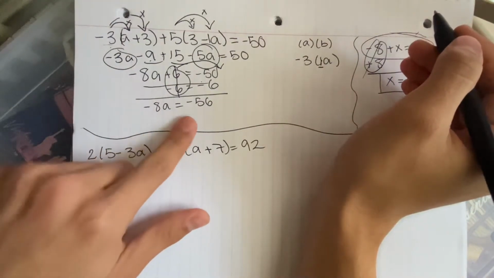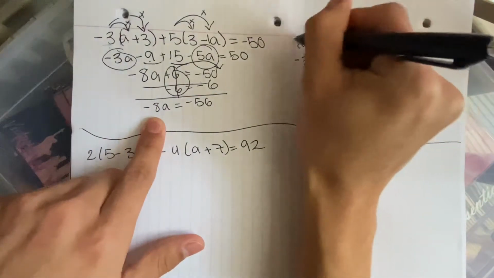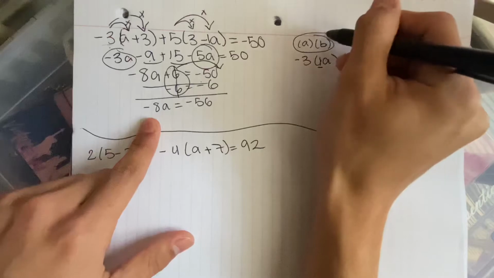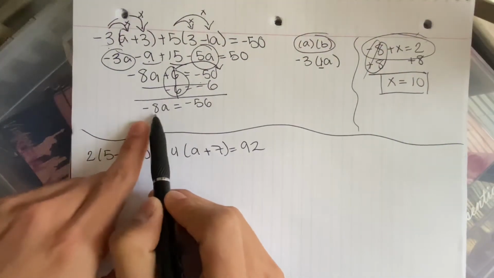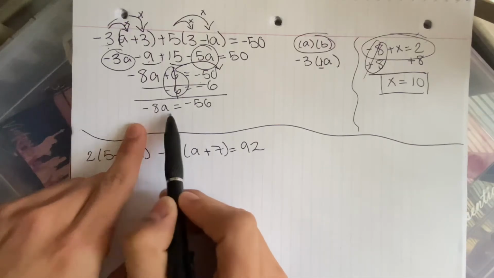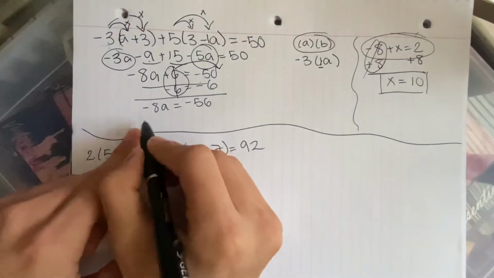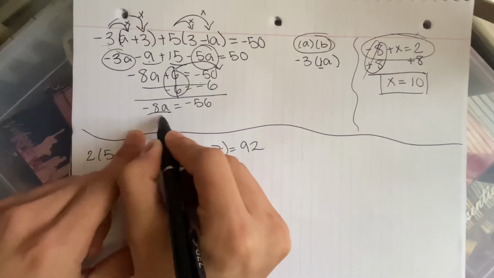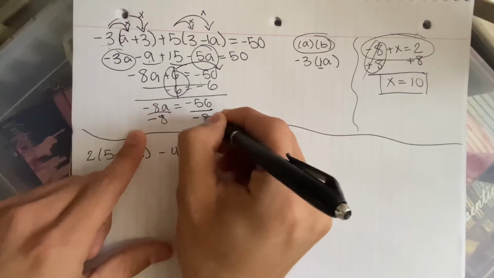Now you're asking yourself, how do we get that a by itself? Well, remember what I told you over here? Whenever there's two terms side by side with no operation in between, that means that we're multiplying. So you see how this negative 8a is side by side? We're basically multiplying these two terms. Now what's the opposite of multiplying? Dividing. So in order to get a by itself, we have to divide this by negative 8. And whatever we do on one side, we have to do on the other side, right?